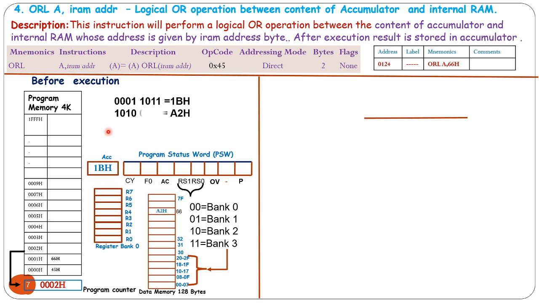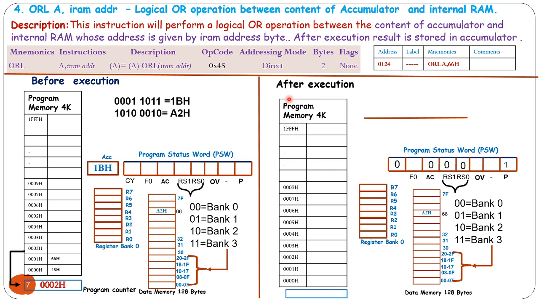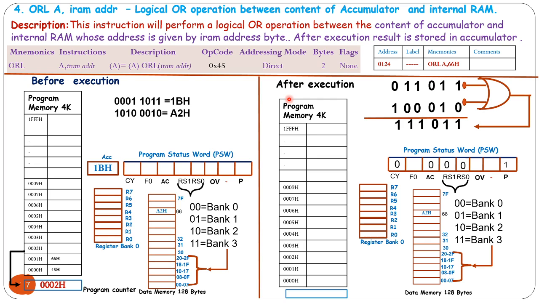So before execution, the binary format is like this. This is 1BH accumulator content, A2H content of random access memory. So after execution, the operation will take place: 1 0 1 1 1 1 0 0 0 1 0 1 1 0 1 0 1 1 0 0 0 0 1 1. So this is in binary format.